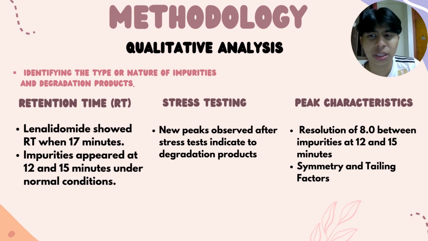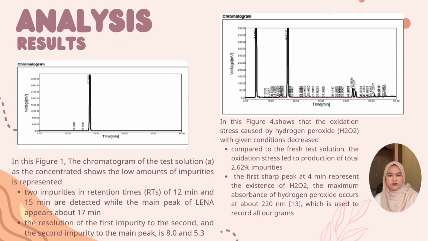The third one is peak characteristics. The first one is resolution. Resolution means the separation between peaks was measured to find distinct identification. The example for this analysis is a resolution of 8 between impurities at 12.5 minutes. Symmetry and tailing factors are checked for the primary Lena peak to ensure accurate identification and quantification. The purpose of qualitative analysis is to determine the presence of impurities or degradation products, and to evaluate the robustness of lenalidomide under various stress conditions. Next is the analysis results.